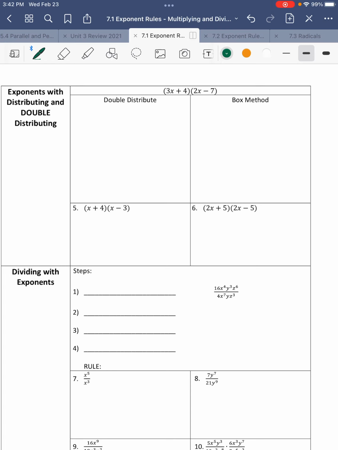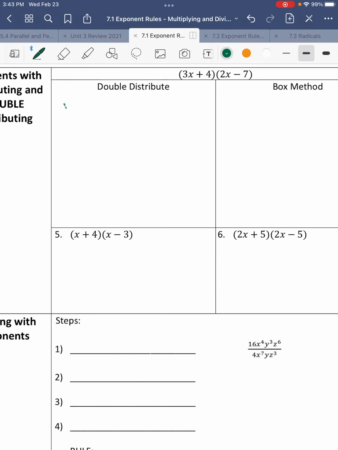All right, now we're going to be doing double distribution with exponents, with distributing and double distributing. We have two different methods of doing this. So double distribution is you have 3x plus 4, 2x minus 7.